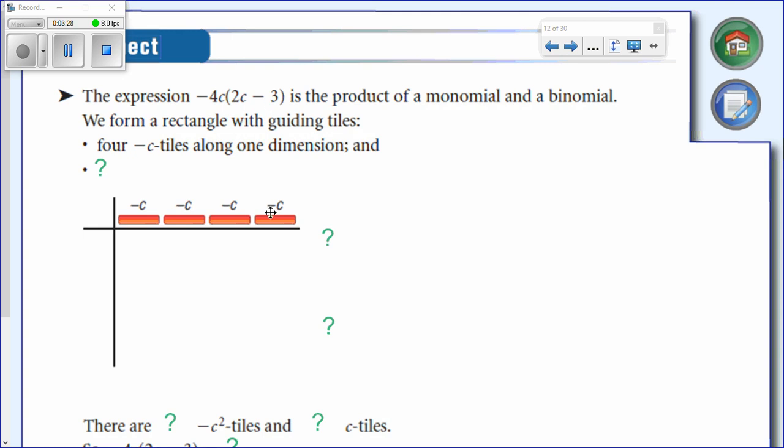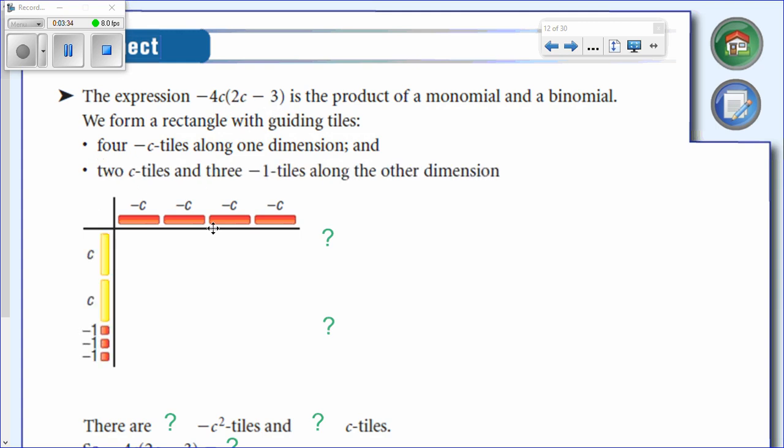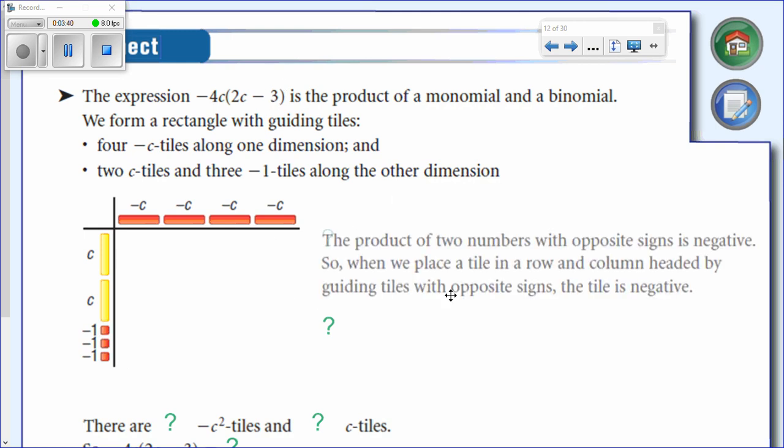So that's two different kinds of tiles. We're going to have some c tiles, the yellow ones, because those are positive. And we're going to have some 1s. So let's see what that looks like. There's our c's, and there's our 1s, and those are negative. That's a minus 3. So if we have a positive with a negative, that's going to be negative, right? So we're expecting that we're going to have all negatives through here, all negatives through here.